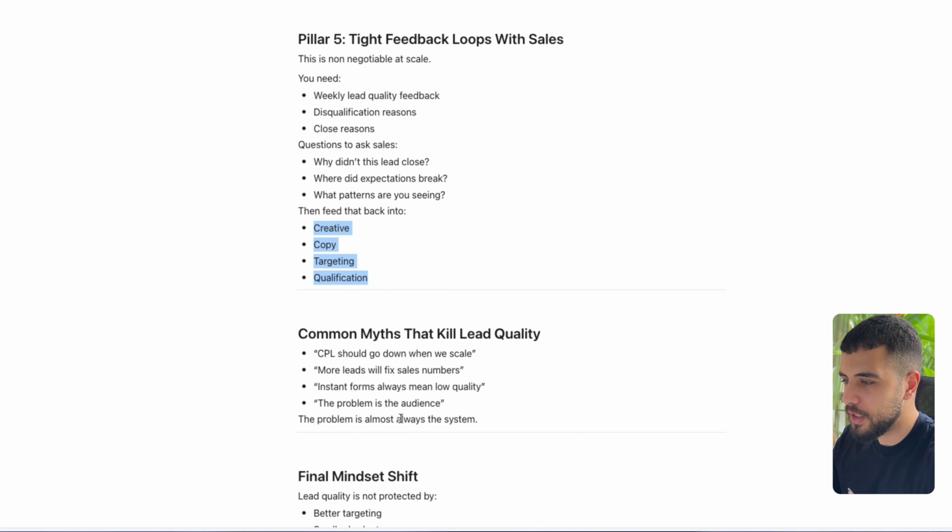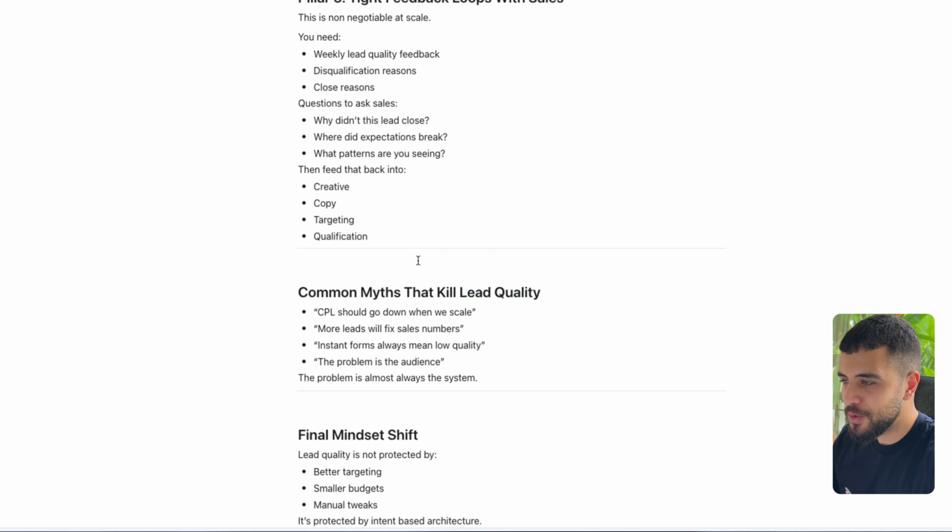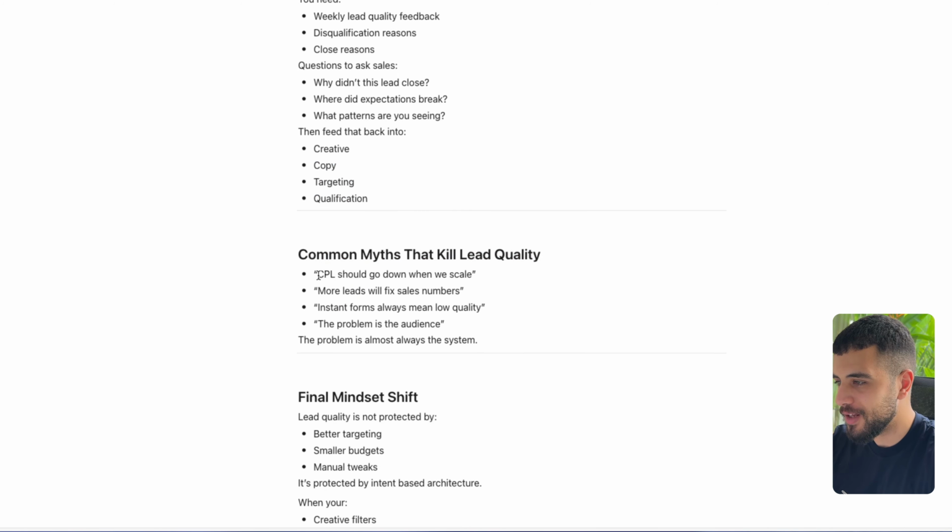Now, when it comes to common myths that kill lead quality, the first myth is that cost per lead should go down when you scale. No, it will not. Most likely you have things wrong, so it will not go down. When you scale, it could go down, but most likely it will not. Usually, when you scale, cost per lead either stays consistent or increases a bit if you have things set up correctly. If not, it will most likely skyrocket overall.